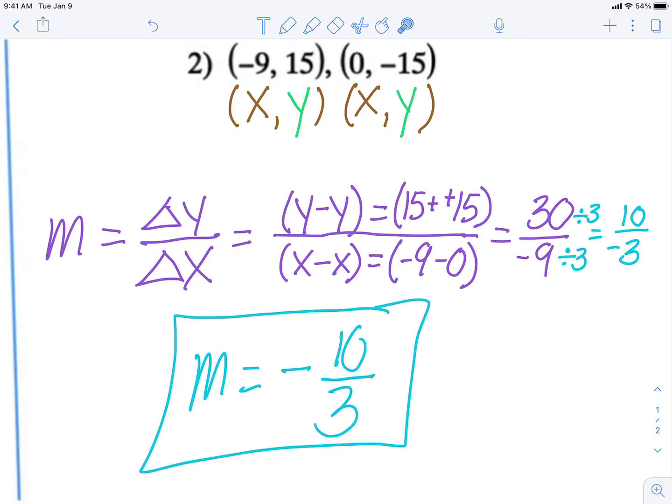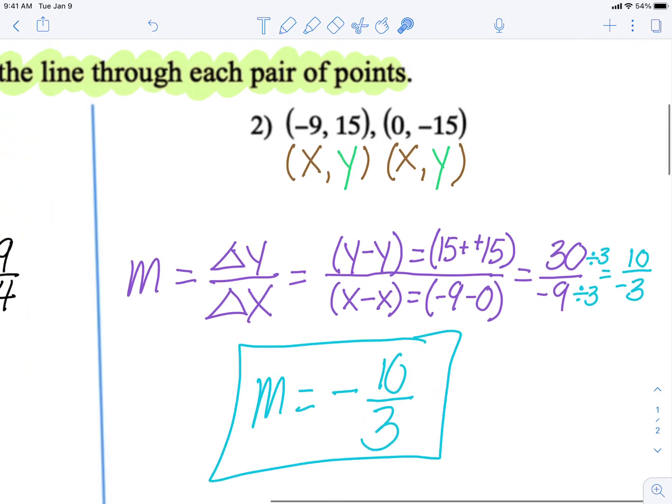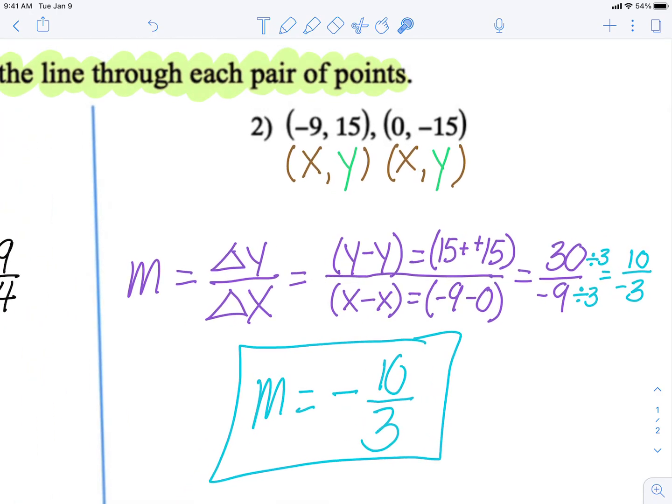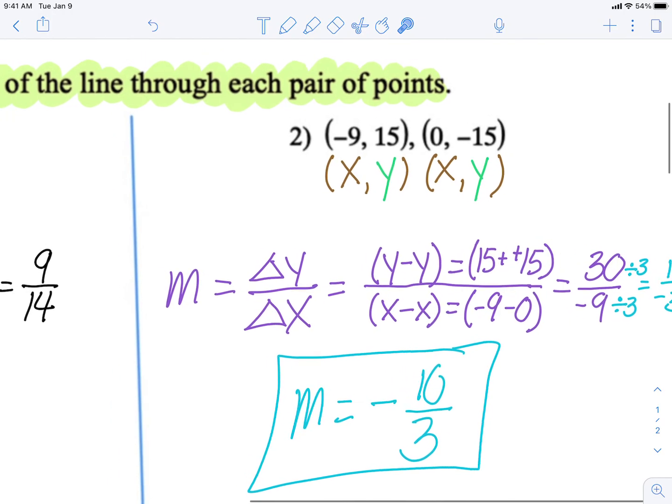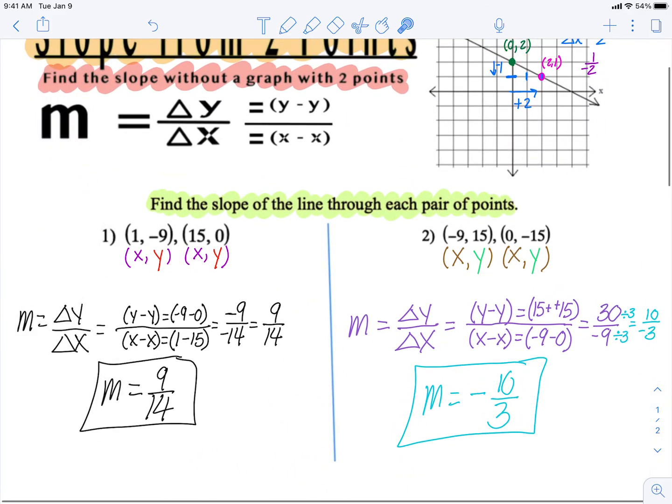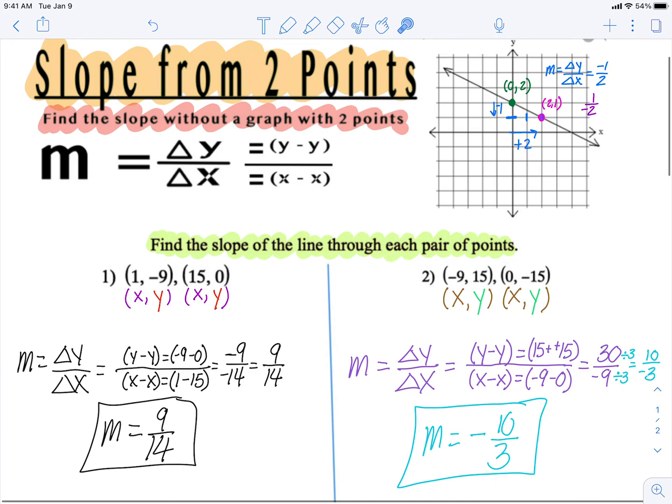Right? Remember this negative here? I can put it in front of my fraction. Right? So y2 minus y1, or y minus y, over x minus x, right? Y minus y over x minus x. And that right there, kiddos, is what we do. That's what you're going to do for all the different problems. Delta y over delta x, which means y minus y over x minus x, right?